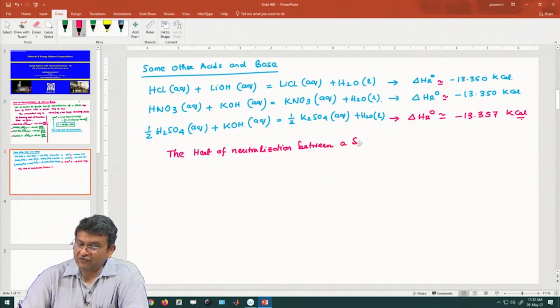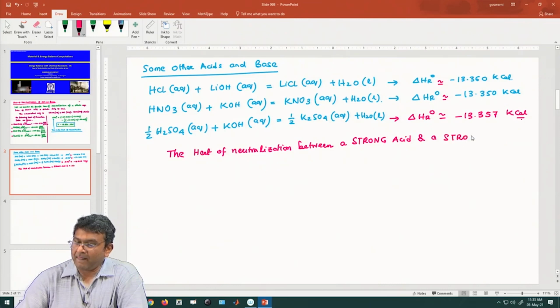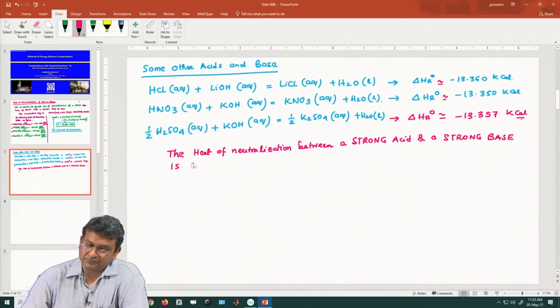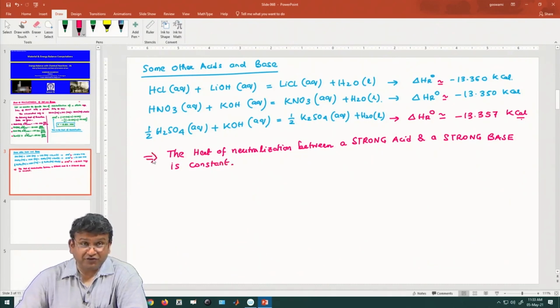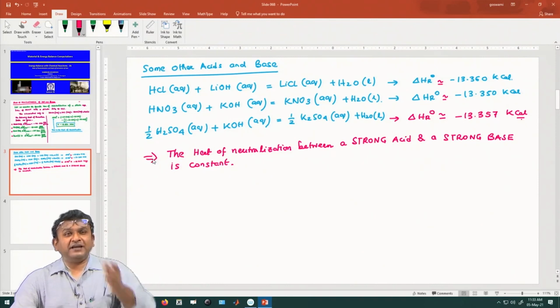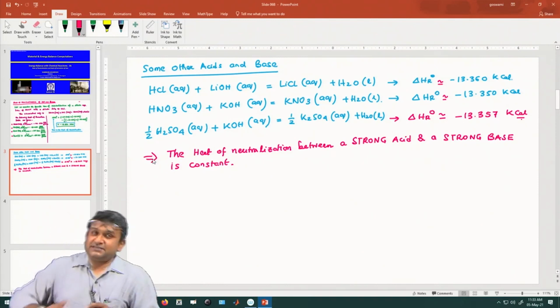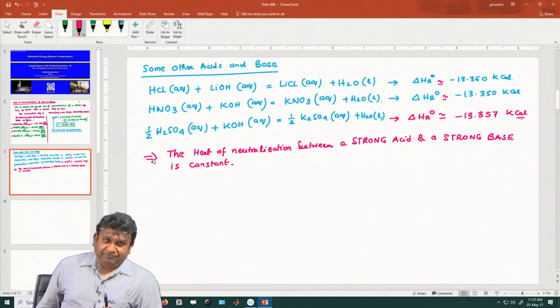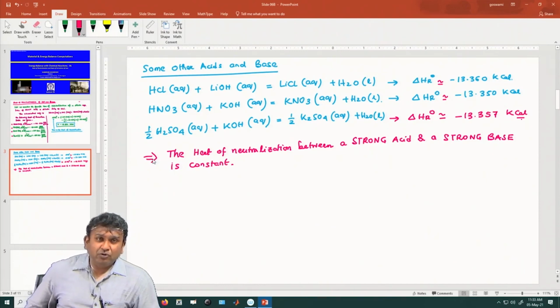between a strong acid, I guess all of you remember what is a strong acid, and a strong base is constant. This is the first level knowledge, it is constant, right, and one can remember this and you will be considered knowledgeable, but that is not what we intend to do.